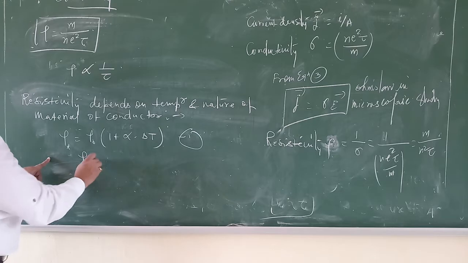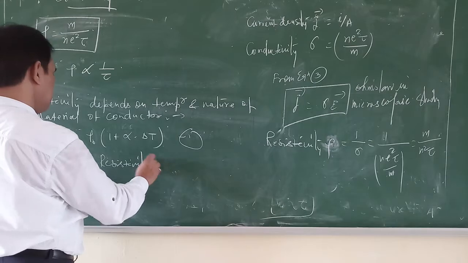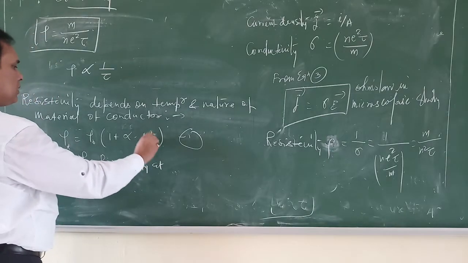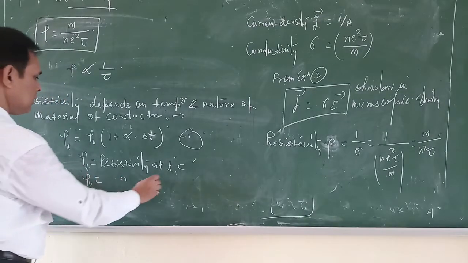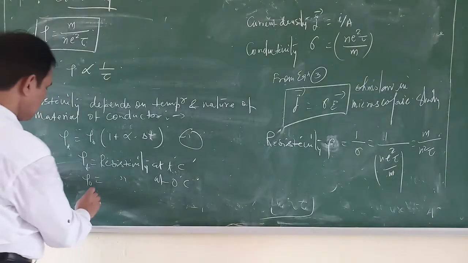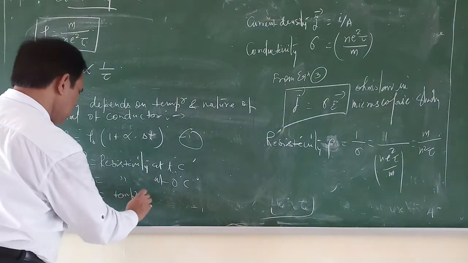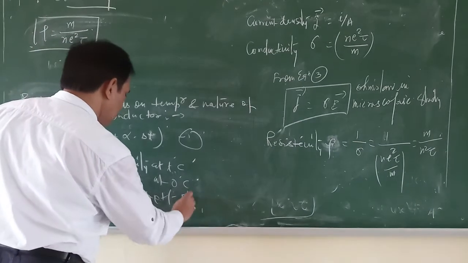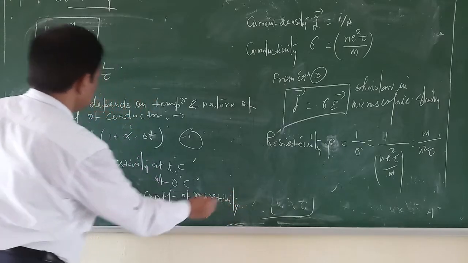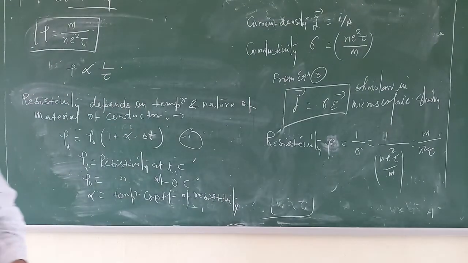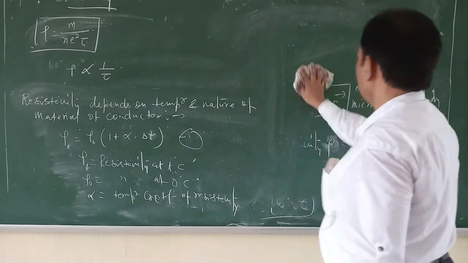Where rho T is the resistivity at T degree Celsius, and rho naught is the resistivity at 0 degree Celsius. Alpha is called the temperature coefficient of resistivity. This is the temperature coefficient of resistivity. Now resistivity depends upon temperature.